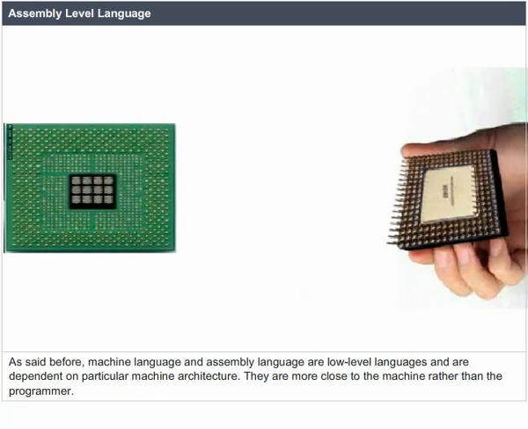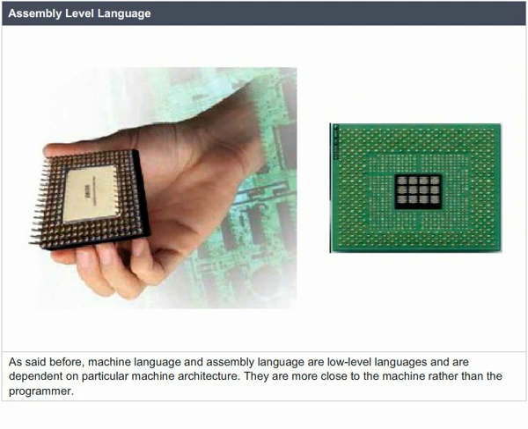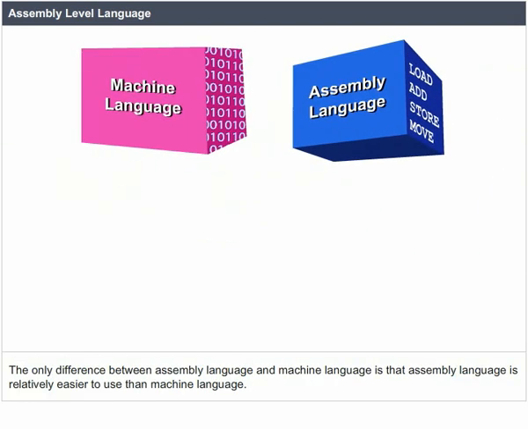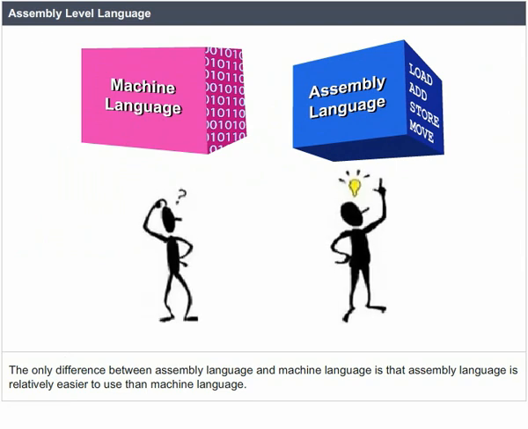As said before, machine language and assembly language are low-level languages and are dependent on particular machine architecture. They are closer to the machine rather than the programmer. The only difference between assembly language and machine language is that assembly language is relatively easier to use than machine language.